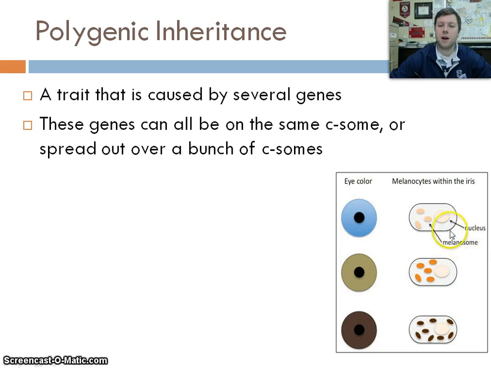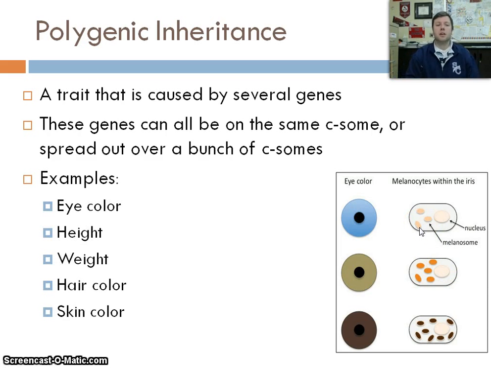So if you look at the diagram, these are melanocytes or color cells within the iris, which is the ring around the pupil, between the pupil and the sclera. And the more melanosomes you have, the more pigmentation you have in your eyes. So you can see how brown eyes have a lot more melanosomes versus blue eyes. So examples, again, height, weight, hair color, skin color, eye color.